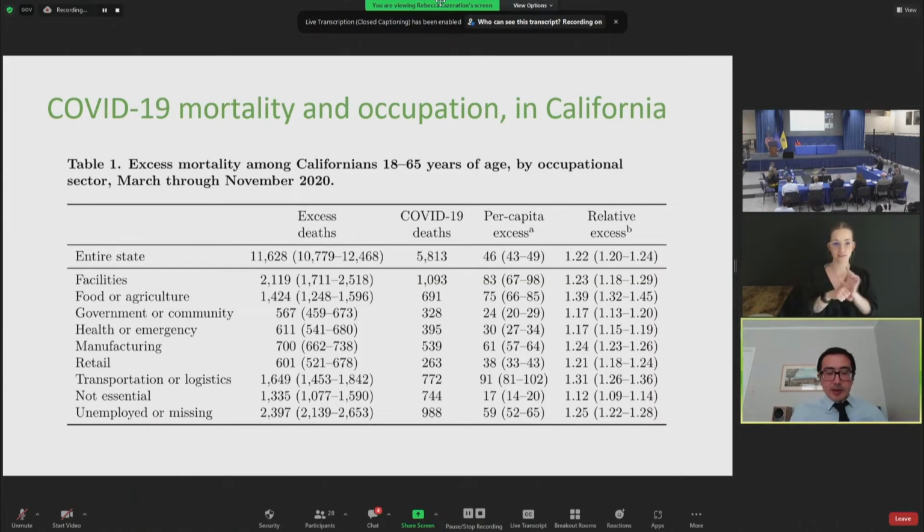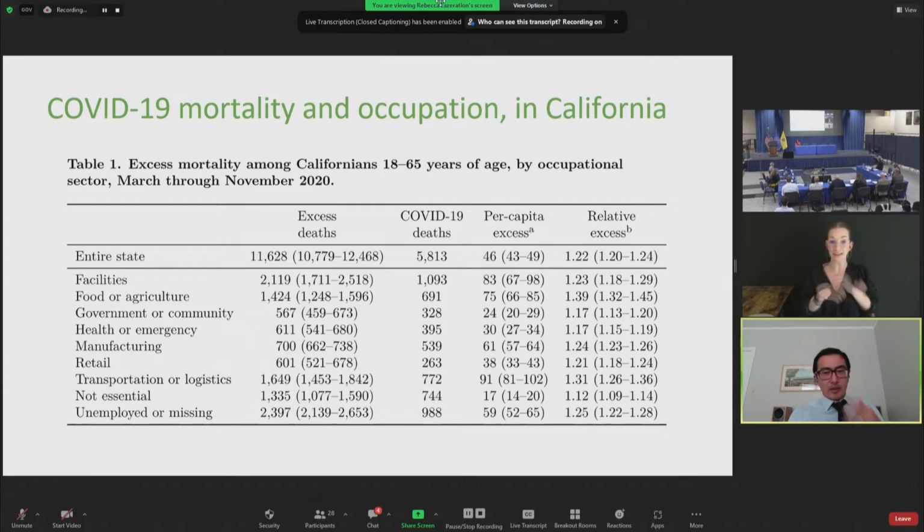There are a lot of numbers here. I will draw your attention first to the total number of COVID deaths among working age individuals, around 6,000 COVID deaths. You can see their distribution here. So large numbers occurring among unemployed individuals or individuals in non-essential sectors, but also large numbers occurring in certain sectors, including facilities and transportation, for example. Those distributions are, of course, dependent on the number of people in those groups.